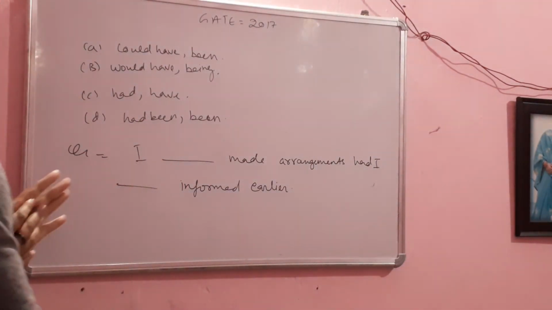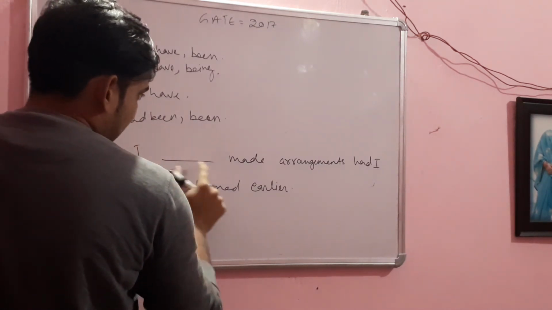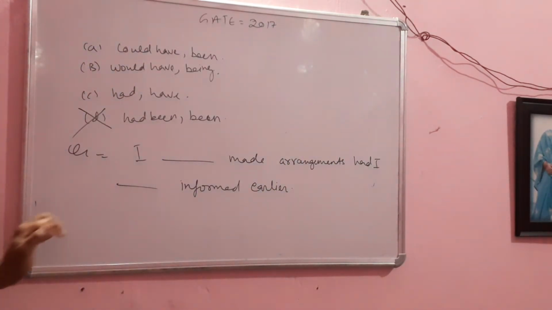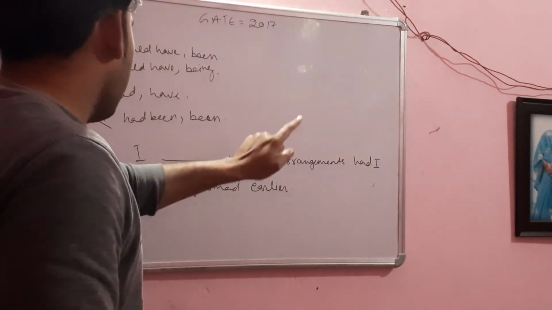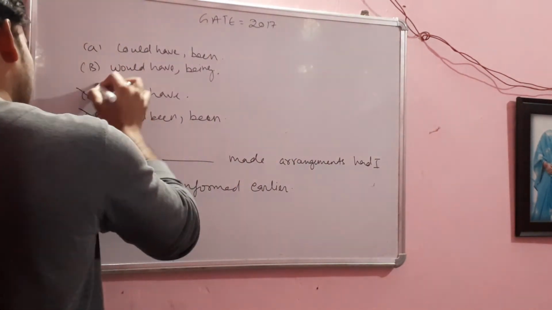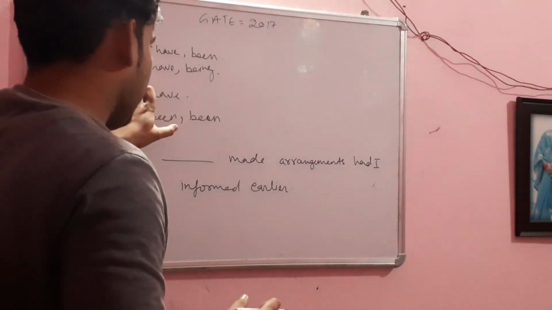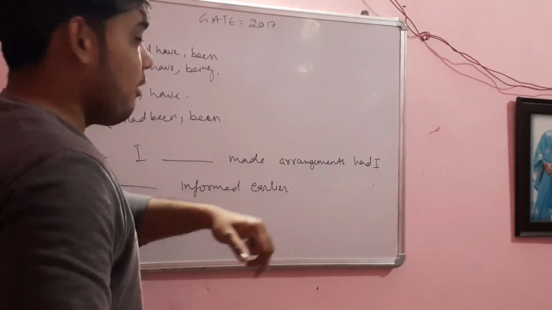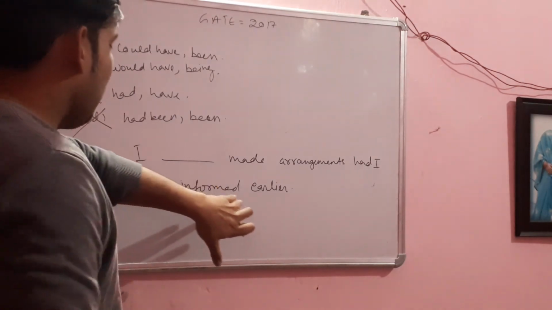Okay, so let's start. I had been. Okay, if I put option D, I had been made arrangement had. No way. This option will never work for this statement. Okay, the next is I had made arrangements, had I have informed earlier. This also does not make any sense. This is not correct. I would have. Okay, that sounds correct. I would have made arrangements. I would have made arrangements, had I been informed earlier?